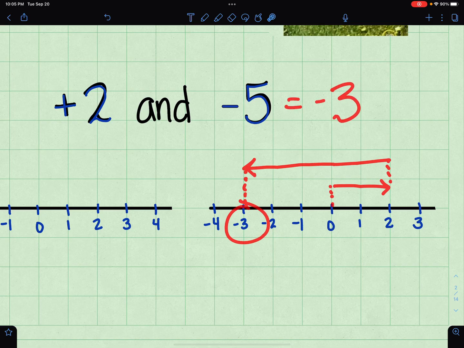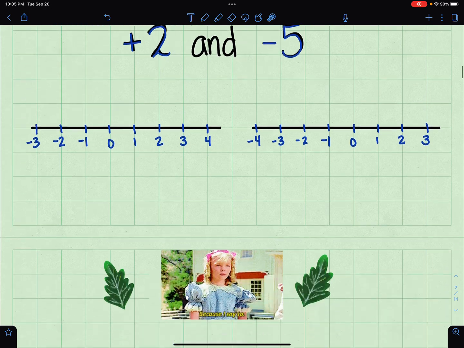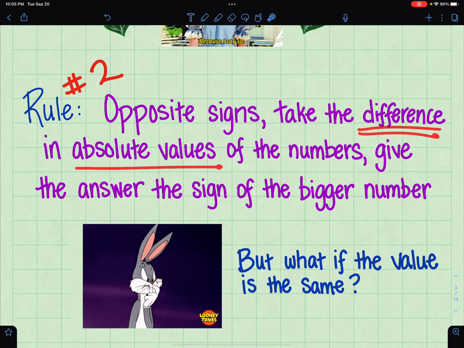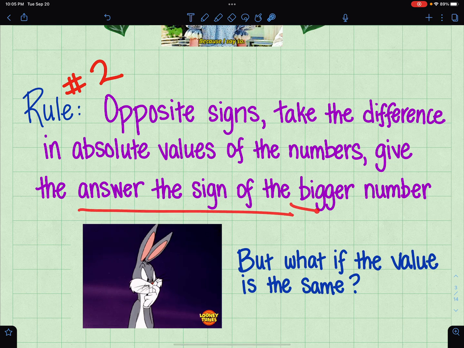Okay, so what's the rule that we can make from that? This is going to be rule number 2. What if we have opposite signs? If we have opposite signs, you take the difference in absolute values. So remember the previous rule, you added the absolute values. If they're opposite signs, you take the difference of the absolute values, and then you give the answer the sign of the bigger number. Ooh, okay.